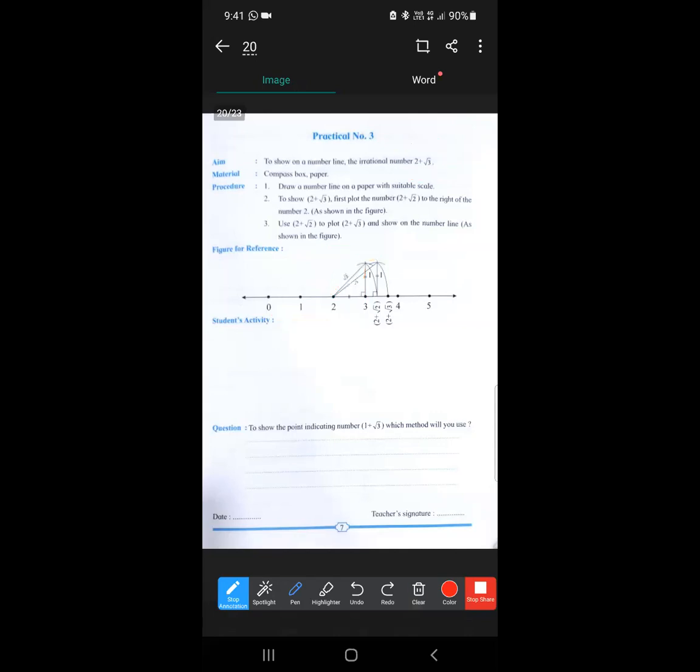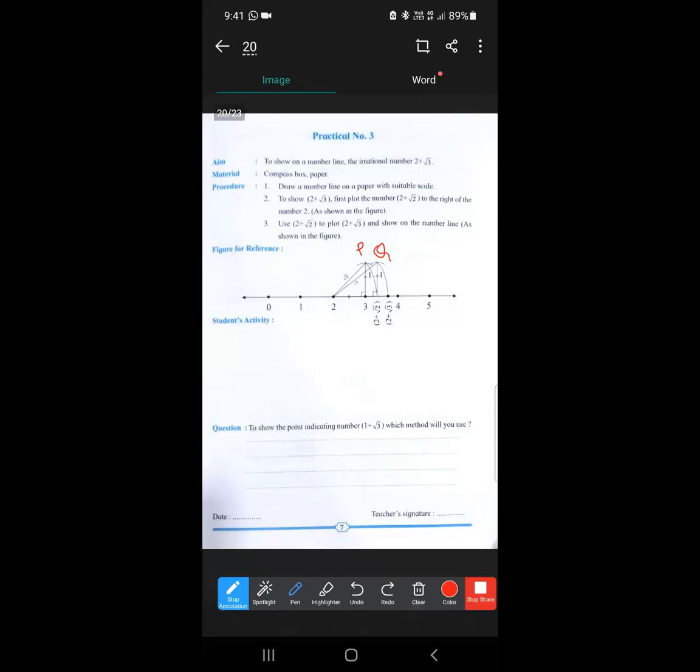So here, suppose I give the name P, and this is Q. This distance from 2 to P is nothing but root 2, which is the hypotenuse.